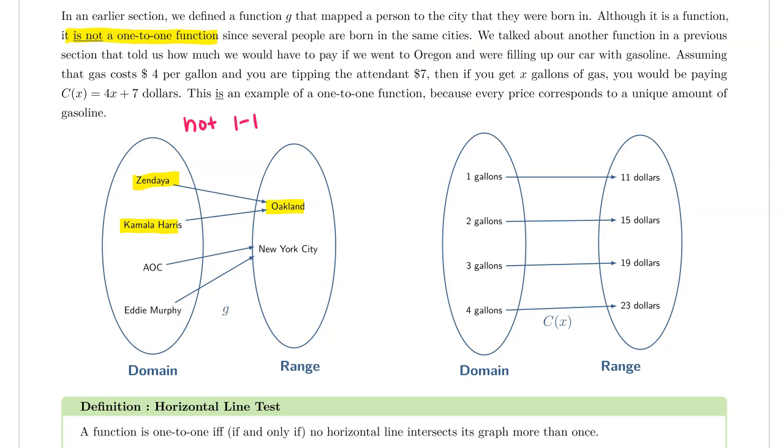Now, alternatively, in the C of x function that we are looking at here, this is a one-to-one function, again, because if I know that I'm paying $11, there's only one possible amount of gasoline that I could have gotten based off the scenario, and it would be 1 gallon. So the only thing that maps to $11 is 1 gallon. We don't have multiple things mapping to the same output value. So that tells us here that this is one-to-one.